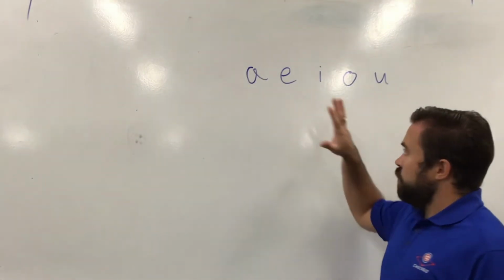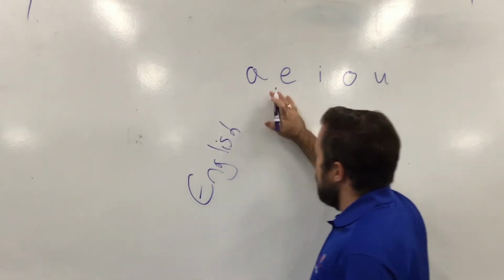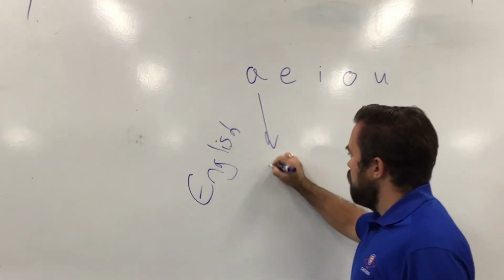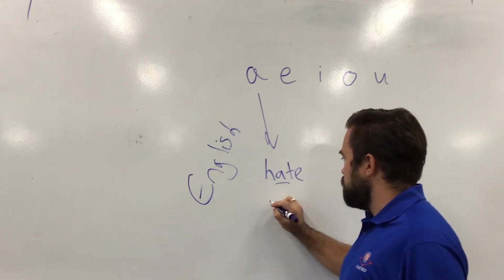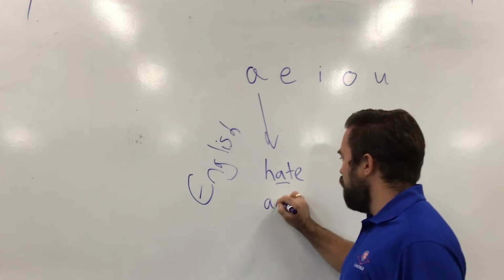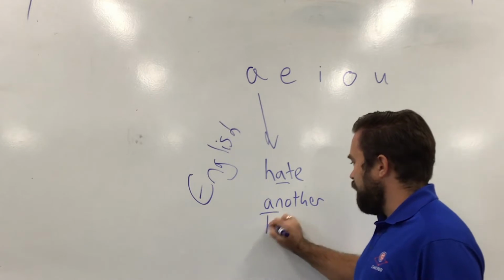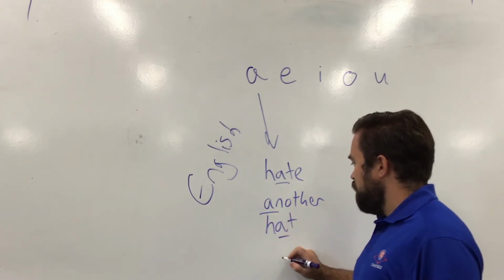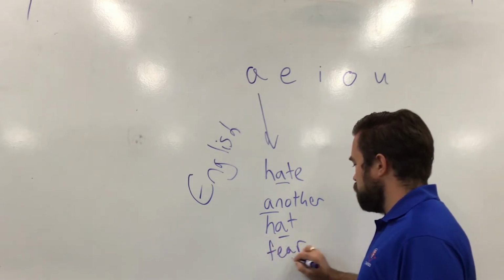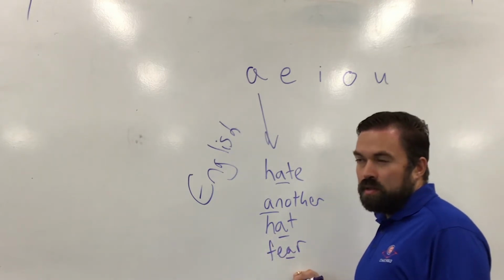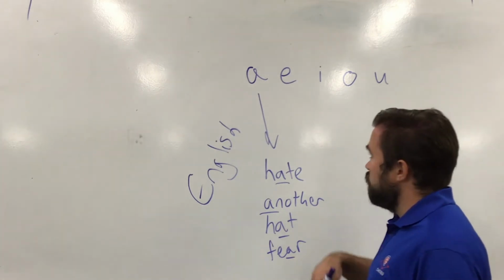All right, so we're talking about English here. We can pronounce these vowels in a lot of different ways. The A can be pronounced like in the word hate or gate. It can be pronounced like in another. It can be pronounced like in hat. Sometimes it's silent, like in the word fear. We don't even say the A there. It's sort of there but not really. That's more just the letter R. There are lots of different ways we can pronounce the letter A.